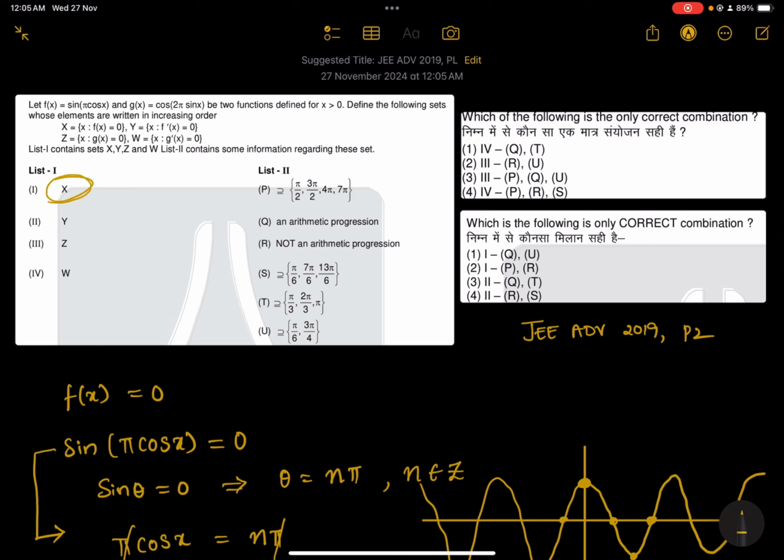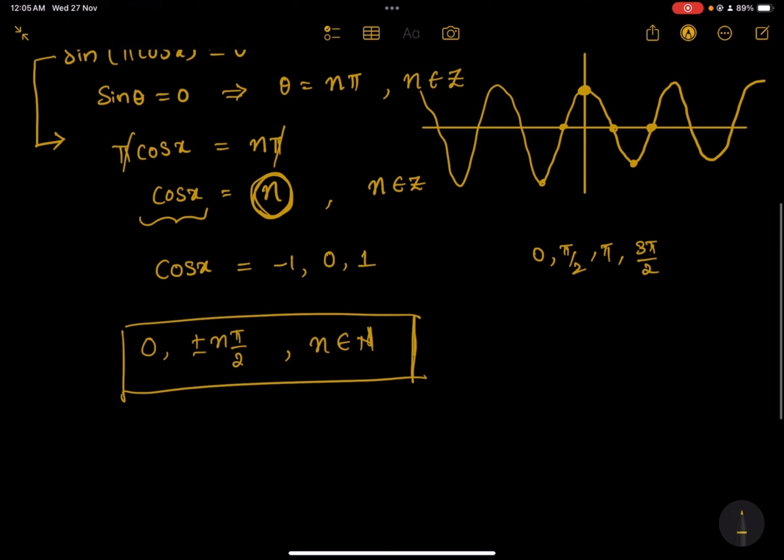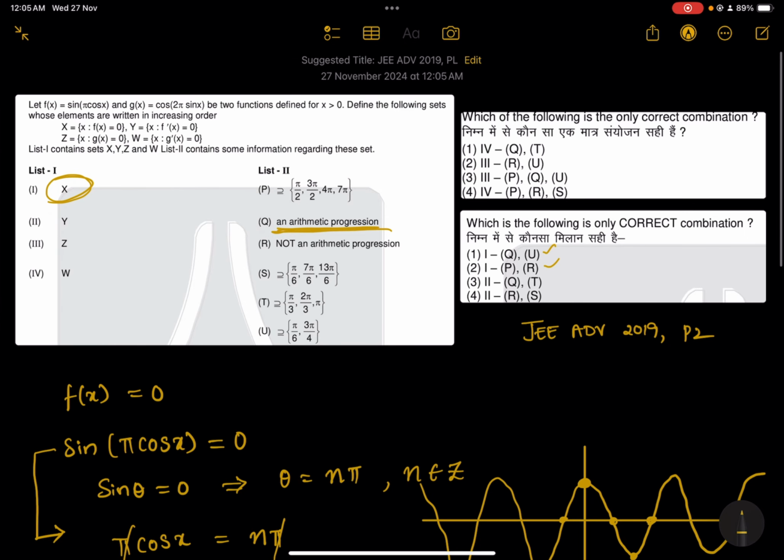For the first one, it is given that Q, U and P are options. Q forms an arithmetic progression, correct? Because minus pi by 2, 0, pi by 2 forms an arithmetic progression with common difference pi by 2. That is correct, and not an arithmetic progression is wrong. Option R is wrong. Therefore this cannot be the correct combination.